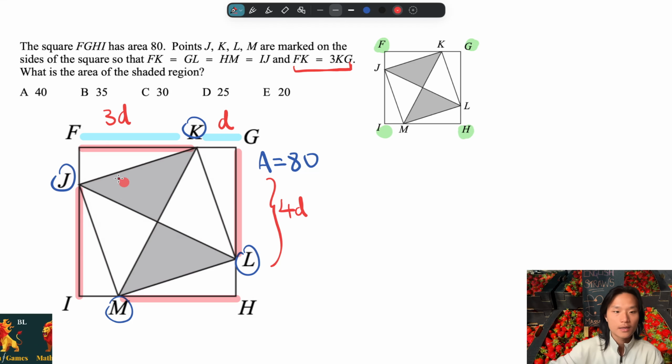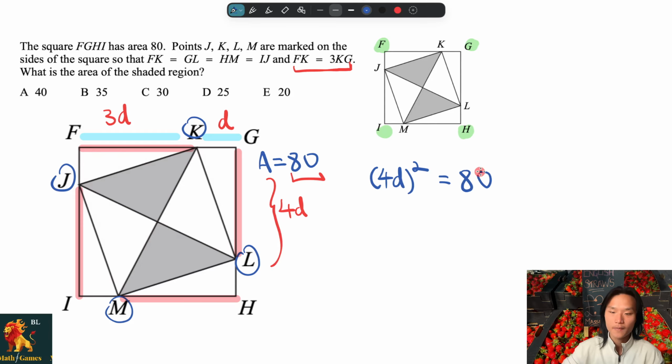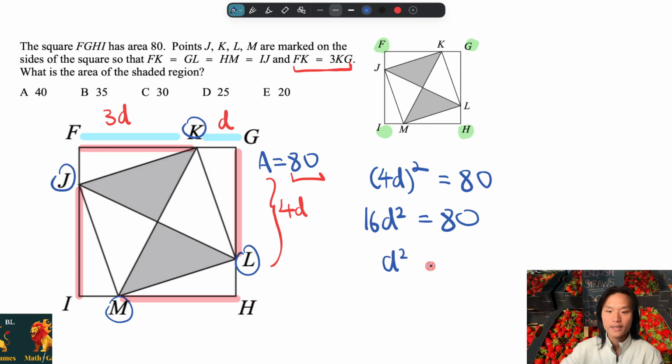So if that's the side and we're given the area, then we can use the formula for the area of a square. 4D squared is equal to 80, because we multiply the side by itself. That gives us 16D squared equals 80, and so D squared equals 80 divided by 16, which is 5. So we know D squared is 5.